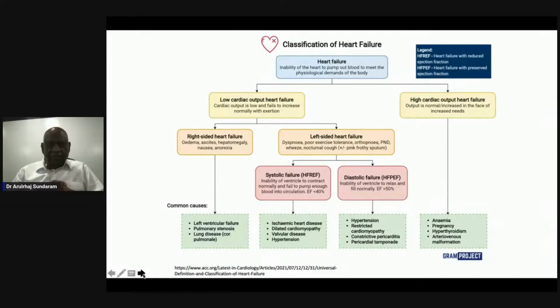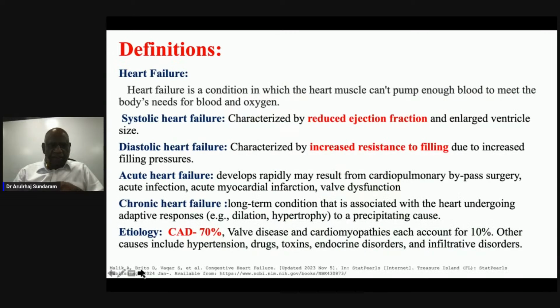And systolic heart failure, commonly we deal with, is in ischemic heart disease, dilated cardiomyopathy, valvular heart disease, or hypertension. That is our key area of discussion. As we said, heart failure is a stage when the heart muscle is not able to pump adequate blood to meet the body's needs for blood and oxygen. It can be systolic failure, when there is reduced ejection fraction, or diastolic failure, when there is a filling defect.